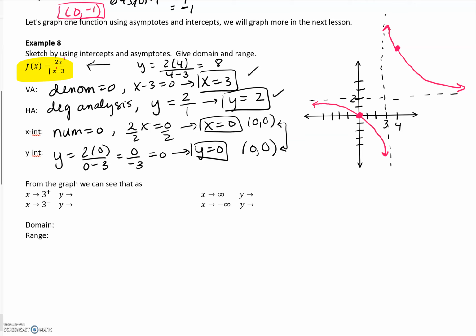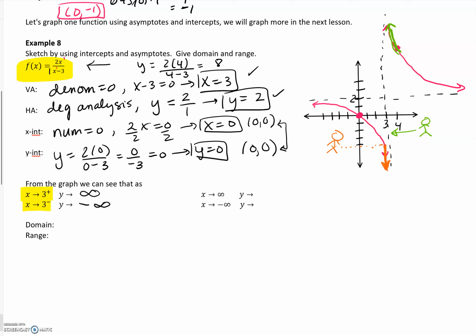From the graph, we can see that as I go to 3 from the right, so if I'm walking to x value of 3 from the right, the y values are blowing up and going to infinity. So y is going to positive infinity when I walk from the right. Now if I walk towards 3 from the left, I can see that the y values are shooting down to negative infinity.